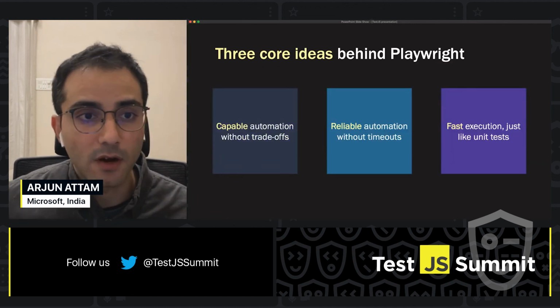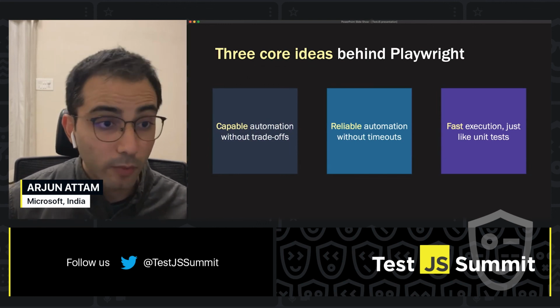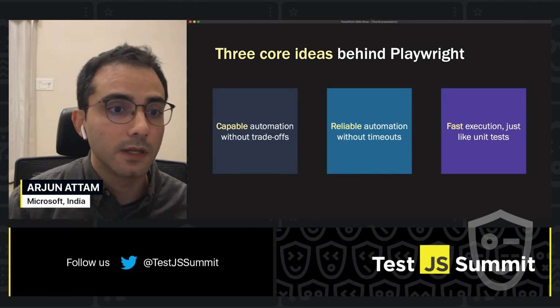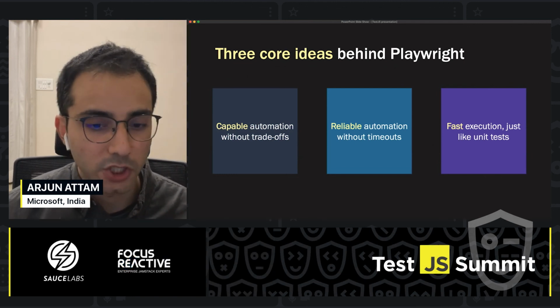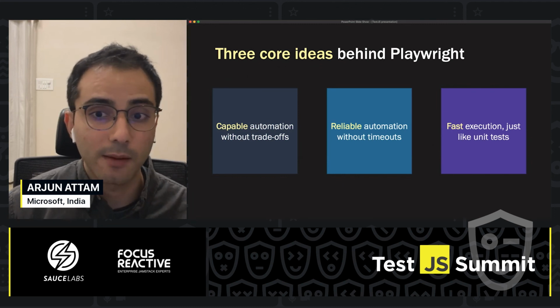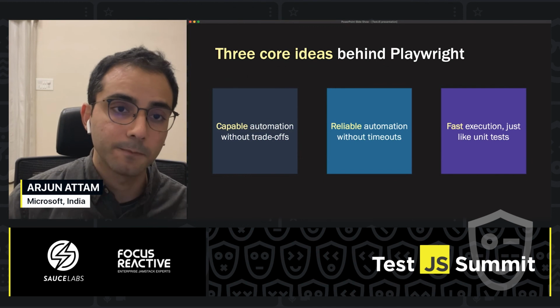Capable, reliable, and fast. These are essentially the three core ideas behind Playwright. And we've talked about how Playwright enables capable automation without trade-offs, how it enables reliable automation without having to worry about flakiness or timeouts, and how it enables fast execution, just like your unit tests.